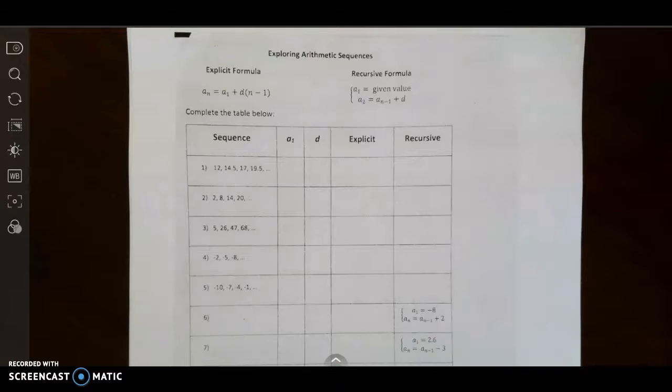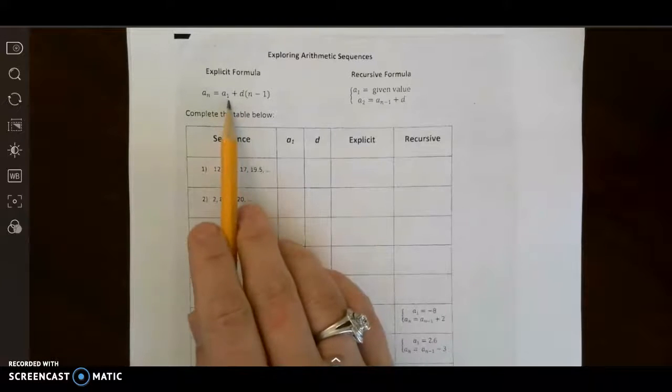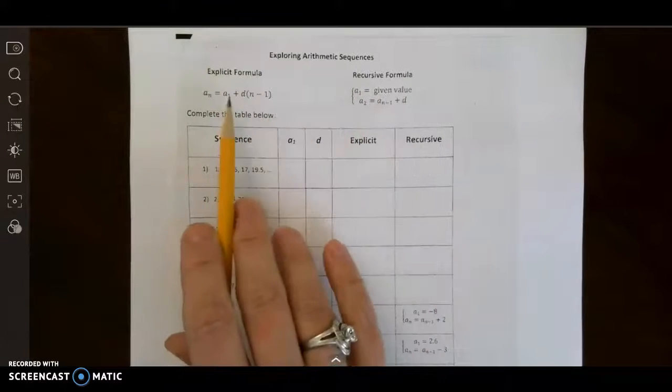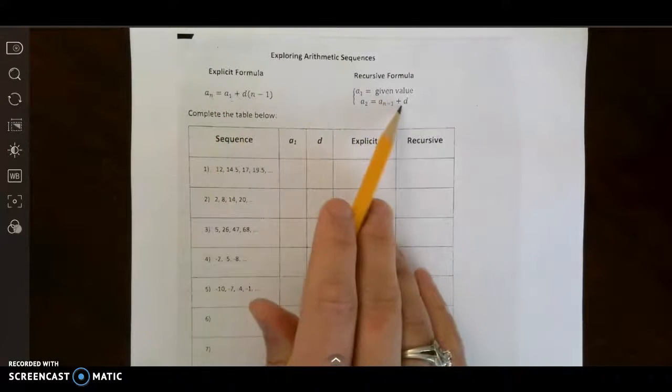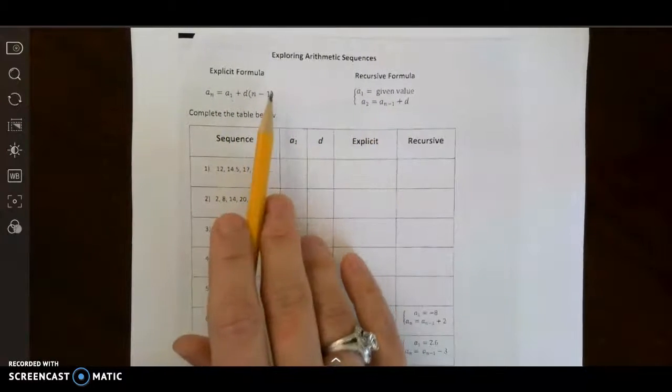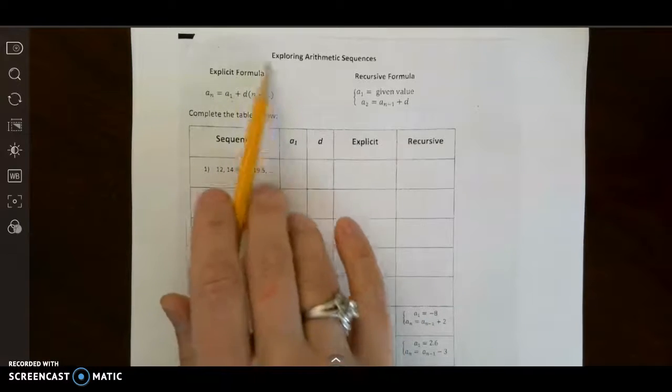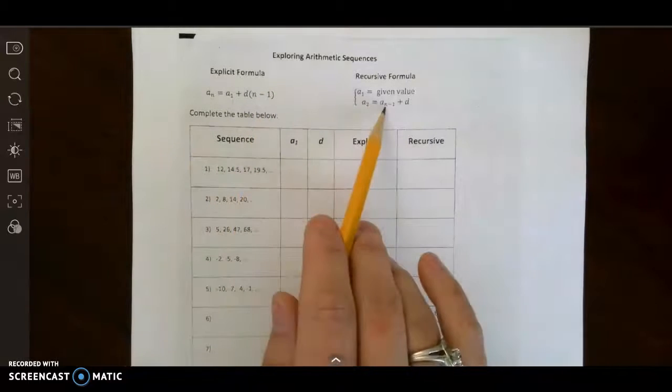This video is going to be the entire explicit and recursive sequences practice worksheet, so that if you're stuck on any part of it, you can watch this video to get help. At the top, I give you your formulas for explicit and recursive. If you're ever wondering what the explicit formula looks like, you can look at this, and this for the recursive.